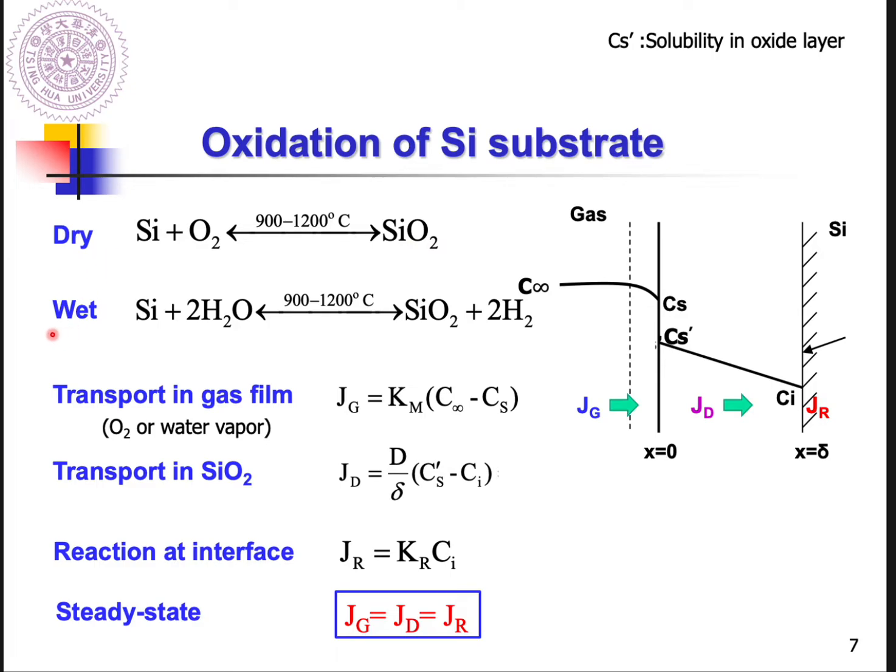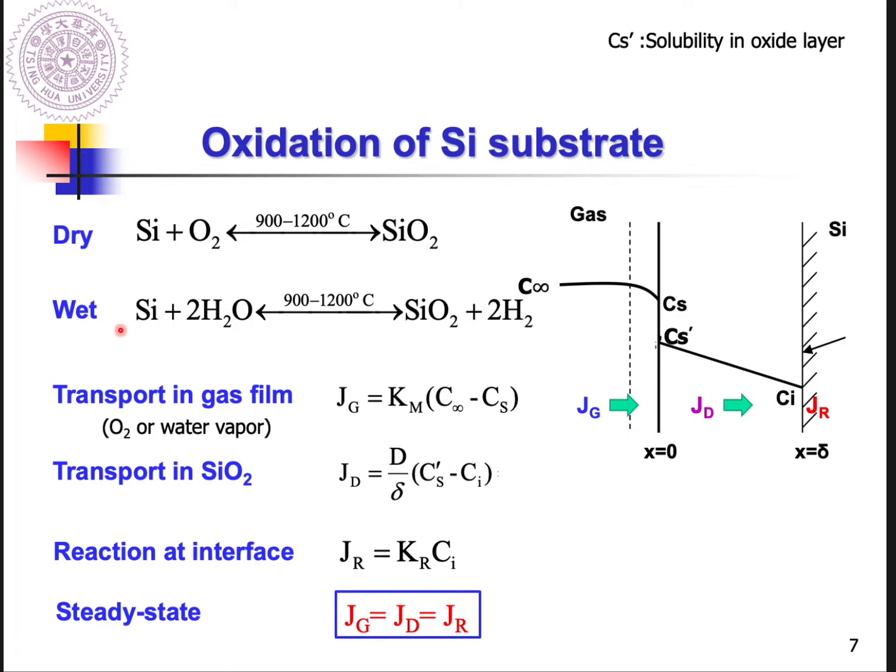The second method we call the wet method. You also put the silicon substrate into the oven, but you flow water vapor, then you will get the silicon dioxide and also hydrogen as a product. Which method can have a faster growth rate to get the silicon dioxide layer? And also, how can you estimate the growth rate for each method, the dry method and the wet method? So this is the question.